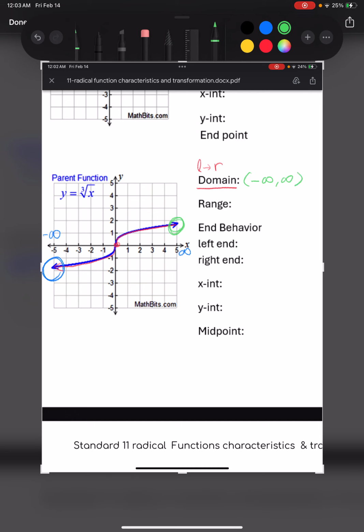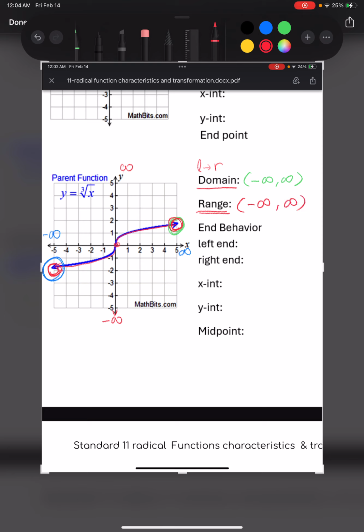And then for range, it goes the same way. Very bottom to very top. I'm going to circle with the red pen. Very bottom. Oh, my pen is not working. So it's also very bottom to very top, where the very bottom is negative infinity and the very top is positive infinity. So your range is also this.